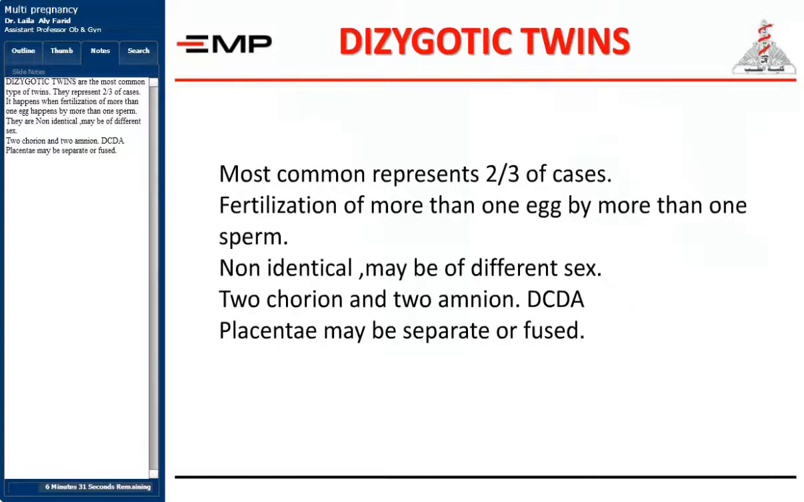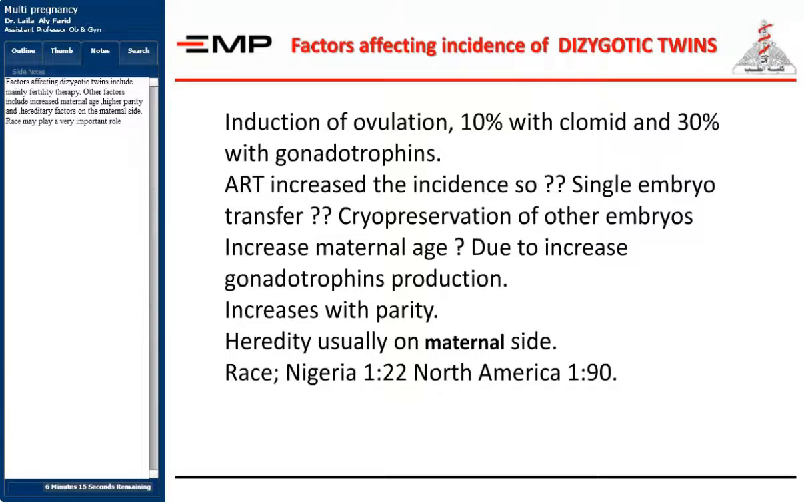Dizygotic twins are the most common type of twins. They represent 2/3 of cases. It happens when fertilization of more than one egg happens by more than one sperm. They are non-identical, may be of different sex, with 2 chorions and 2 amnions, DCDA. Factors affecting dizygotic twins include mainly fertility therapy.